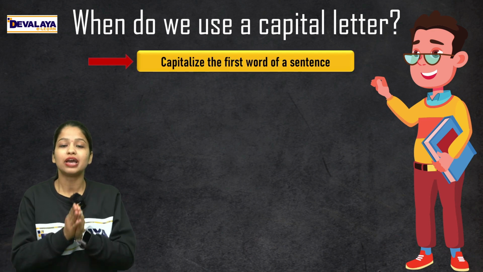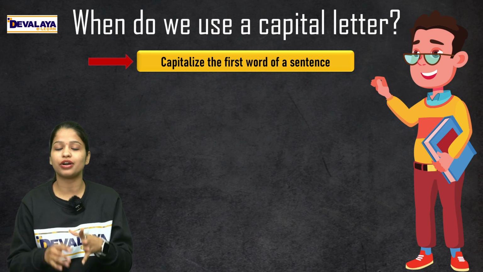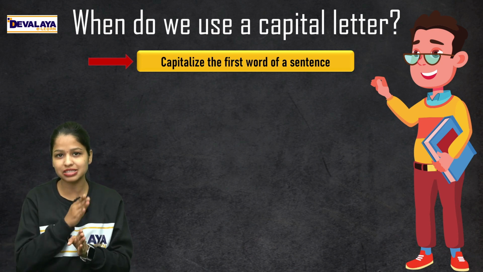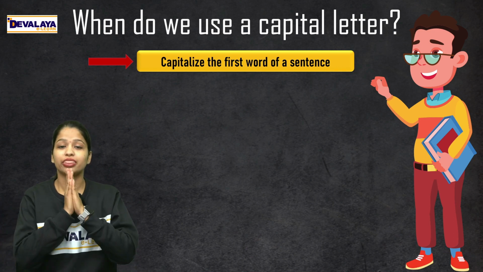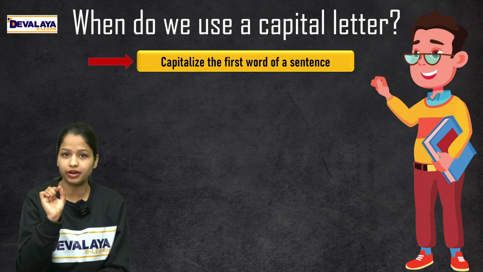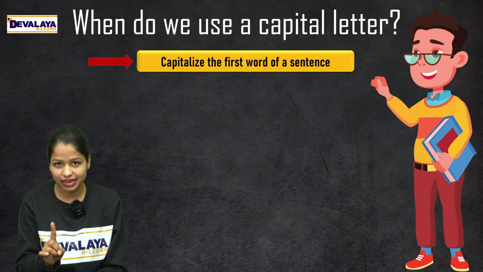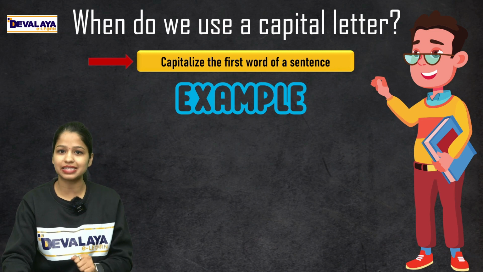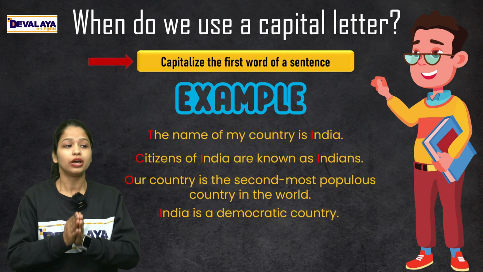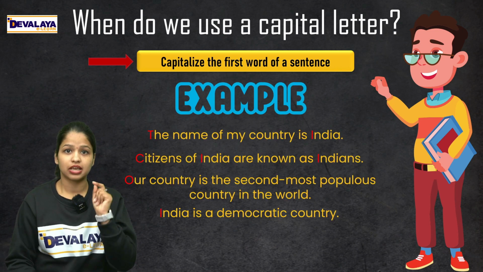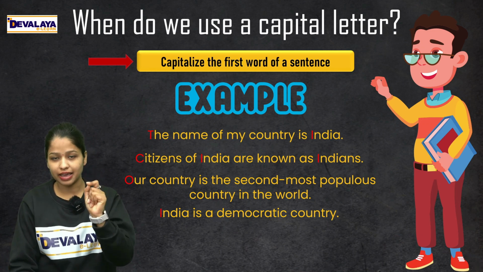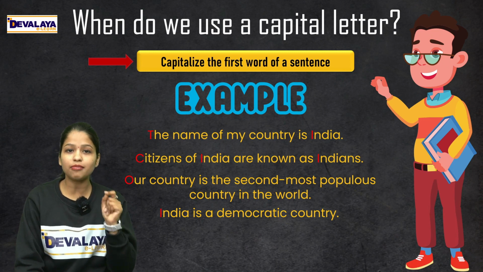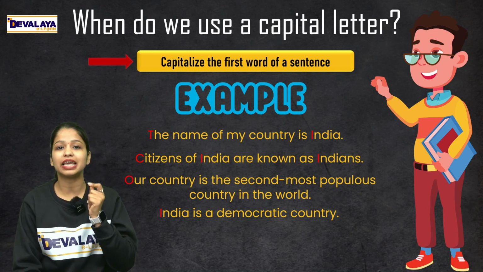So we capitalize the first word of a sentence. Please remember these points that I'm going to go through from start to end, right? So the first letter should always be capitalized. Clear? Let's take an example over here. Just check out the example first. The first letter I have capitalized with red color. Can you see this? The name of my country is India.